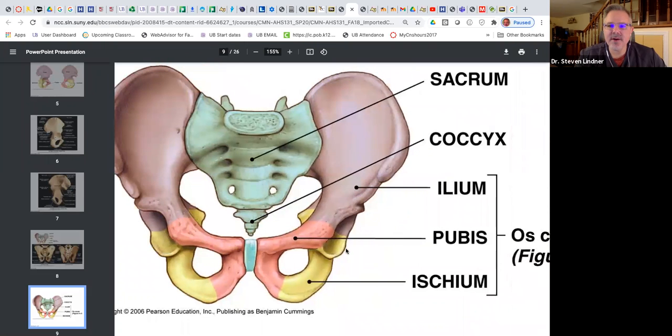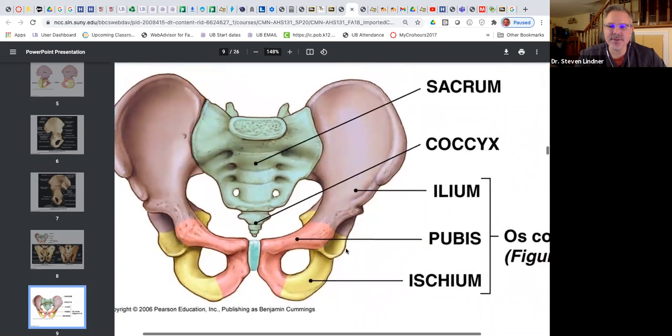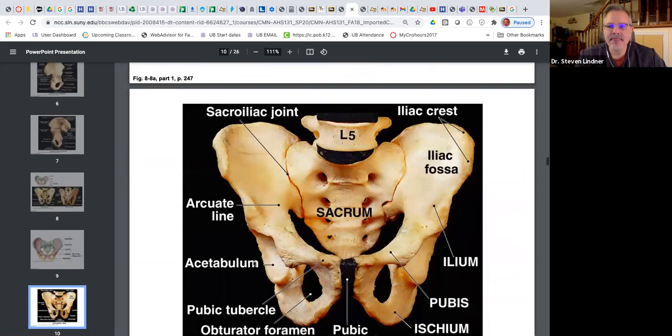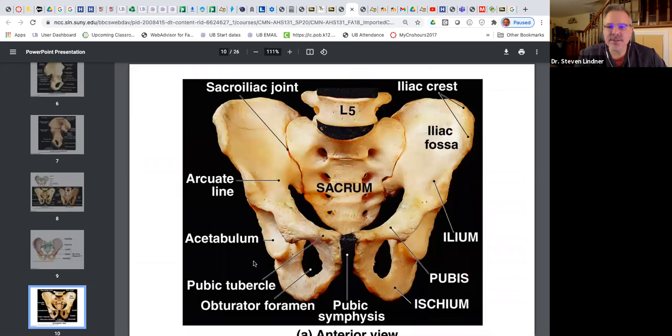Okay, again, here are the 3 main parts. Here's how everything looks when it's put together. So you can see here's the os coxa made up of the ilium, the pubis, and the ischium. In the center is the sacrum and the coccyx. Here are your SI joints. Here's the base of the sacrum, iliac crest, ASIS, AIIS. Acetabulum. The pink is the pubic bone. The yellow is the ischium. Same structures, nothing new, just labeled.